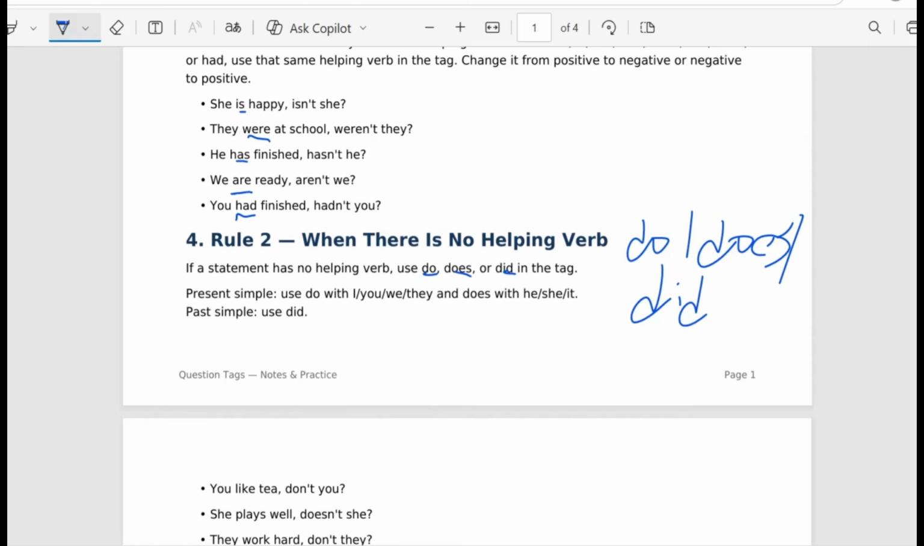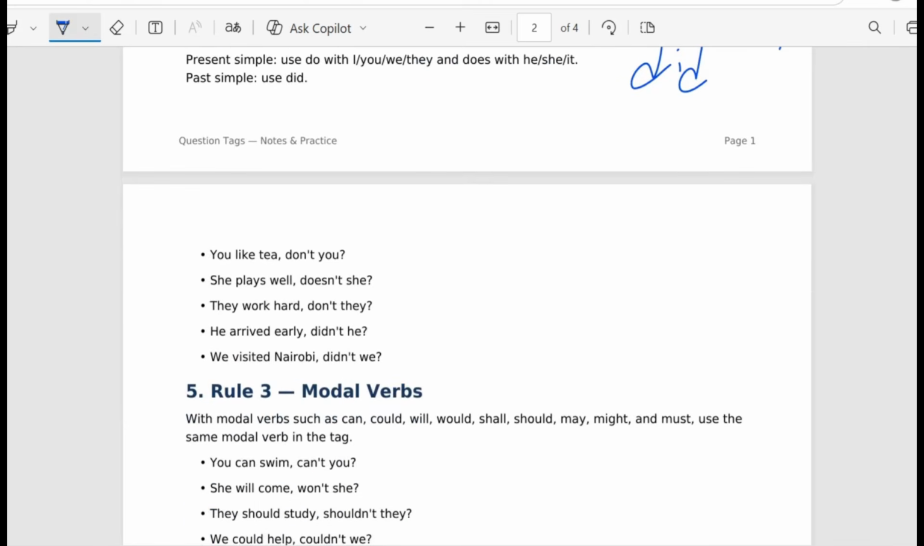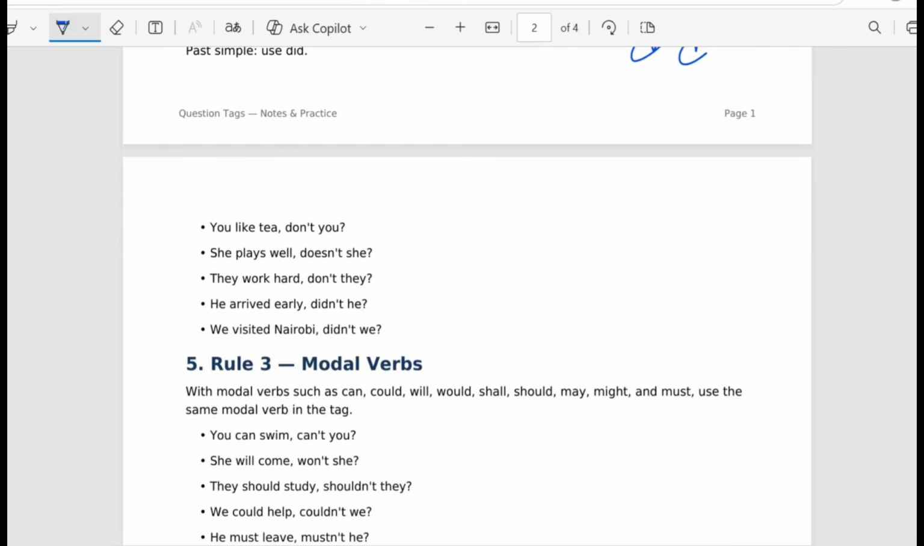So let us analyze those examples so that we can understand well. The first example: you like tea. You like tea is in the present tense, so it is going to be don't you? She plays well, doesn't she? So remember this one, plays, is something happening continuously. That player played well maybe yesterday. She will play well today. She will play well even tomorrow.